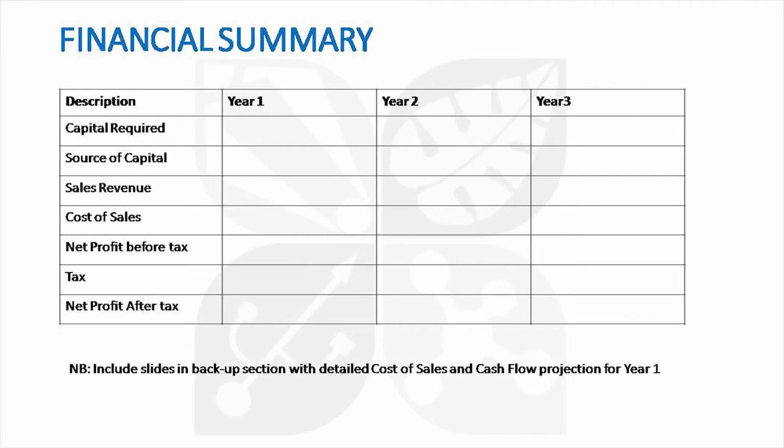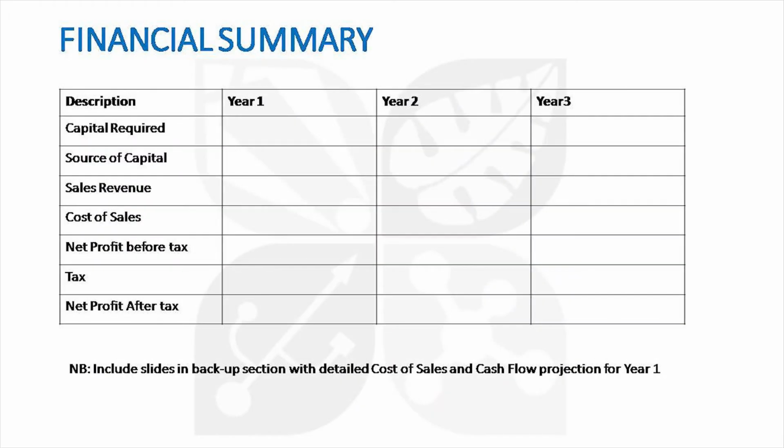Financials. Are you clear on your project? Nothing's free. Do you know how much money you're going to need? Where is it coming from? And in this, where is it coming from? Be specific. 2% is coming from my savings. 50% is coming from friends and relatives. So be specific about where it's coming from.